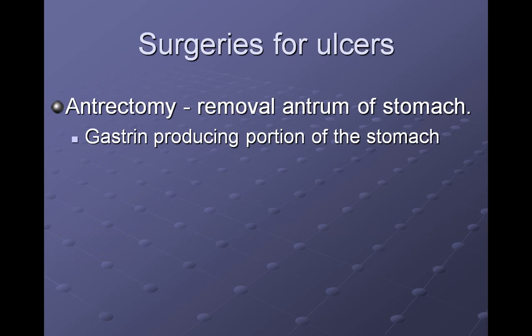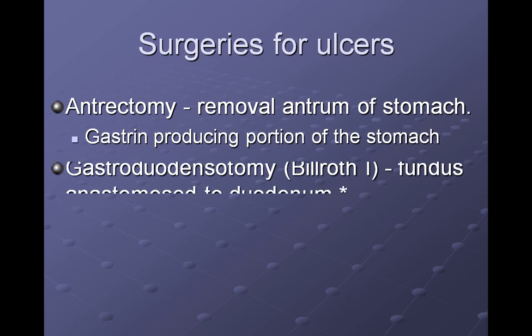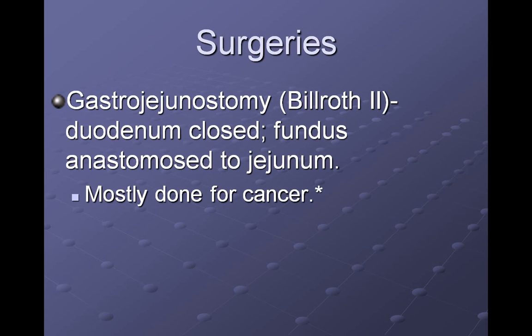Surgeries for ulcers. Antrectomy involves removal of the antrum of the stomach. The gastrin-producing portion of the stomach is removed. Gastroduodenostomy, which is known as a Billroth 1, involves the fundus being anastomosed or attached to the duodenum. Gastrojejunostomy is a Billroth 2. This surgical procedure involves closure of the duodenum. The fundus is anastomosed to the jejunum, mostly done for cancerous conditions.